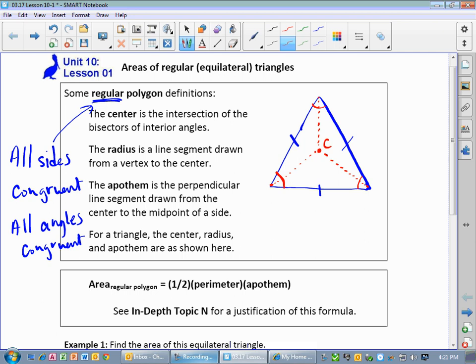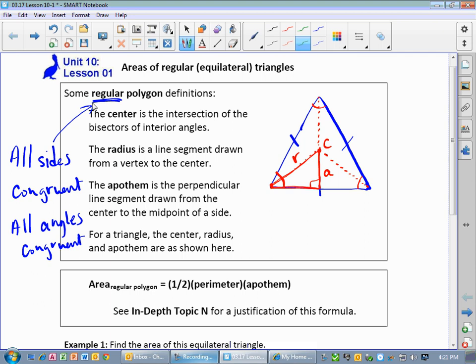The radius, for any regular polygon, is from the vertex to the center. So I'll call that R. And the apothem is a perpendicular line from the center to the midpoint of the side. So perpendicular, and I'm going to call that A for apothem. So we notice we have this triangle here.